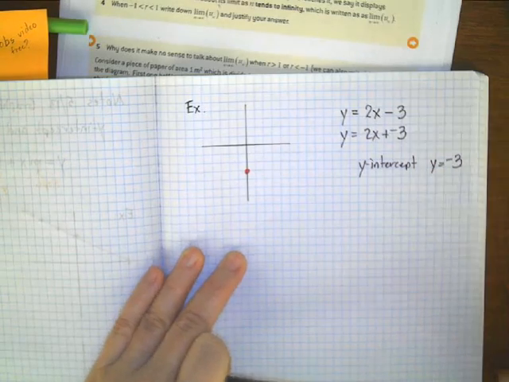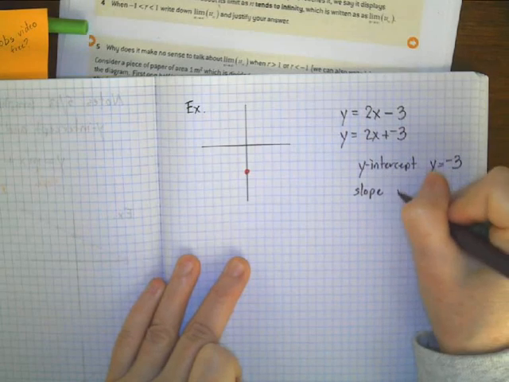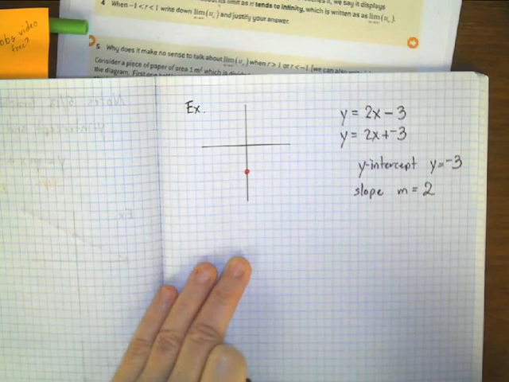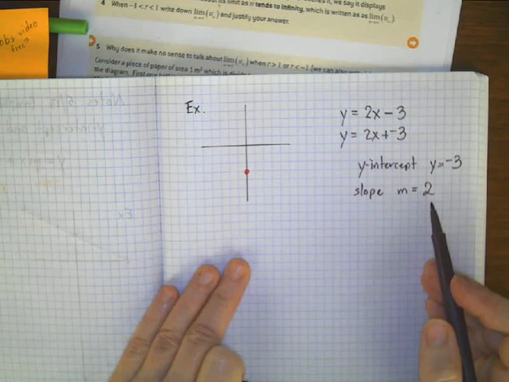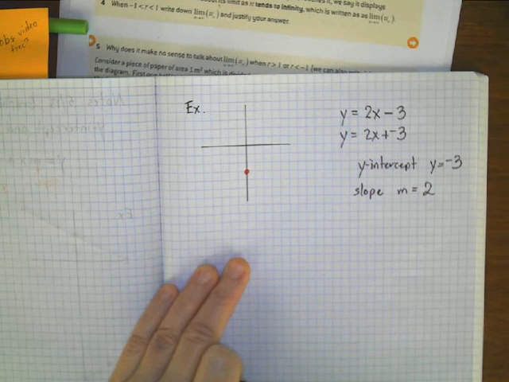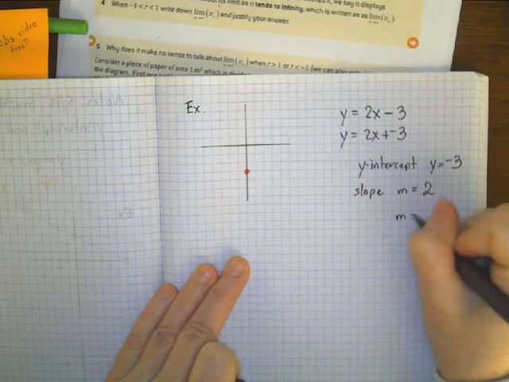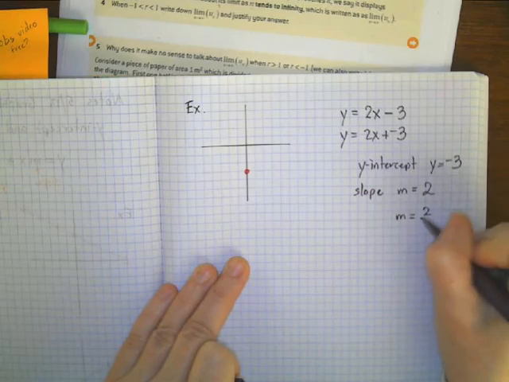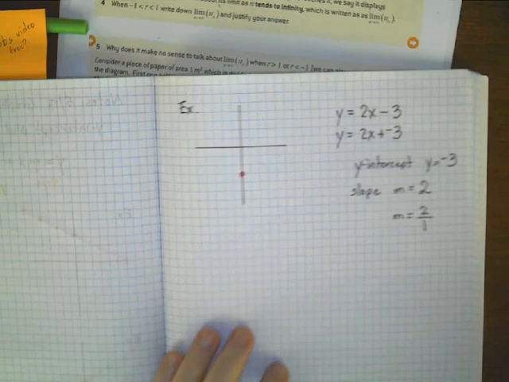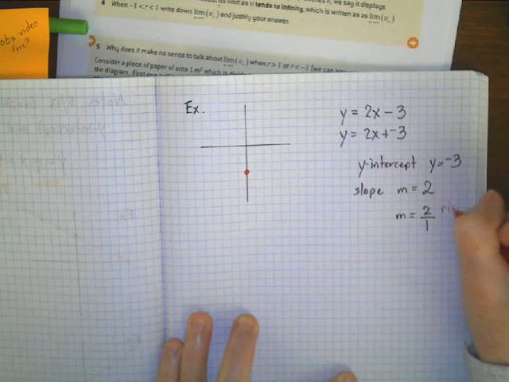All right, now I need my slope. My slope is m, and it's the number that's with the x. Okay, now wait a minute. I need a rise and a run. Right now I only have a single number. So remember, how do we make a whole number into a fraction? We do that by putting it over 1. So if the slope is a whole number, you need to change it to a fraction by putting it over 1.